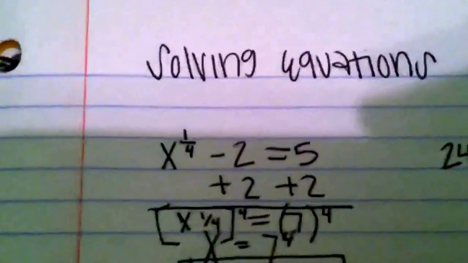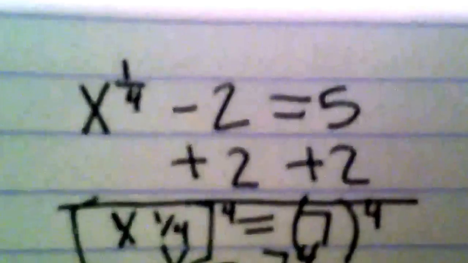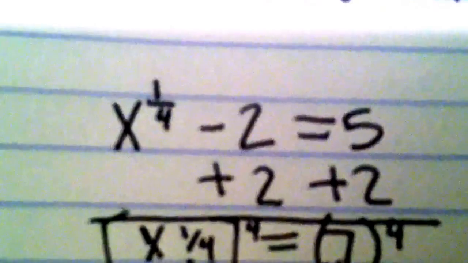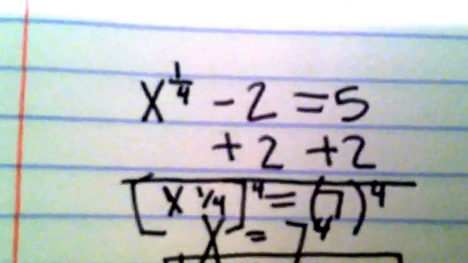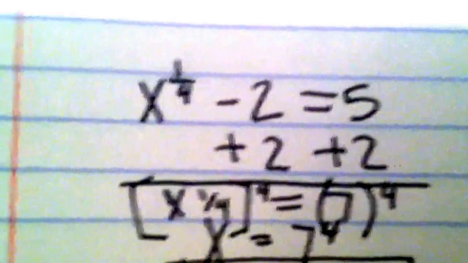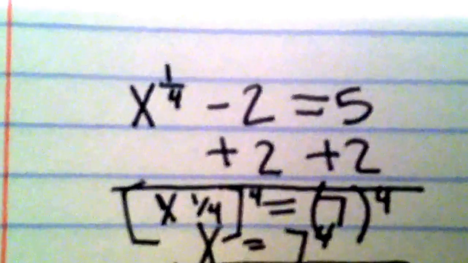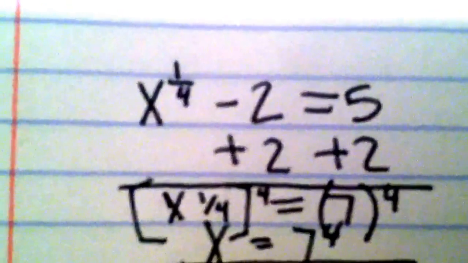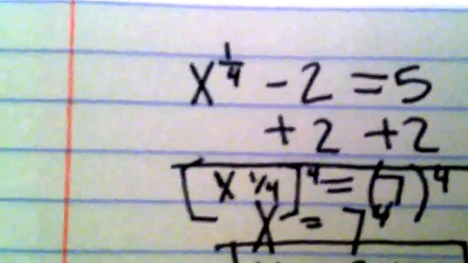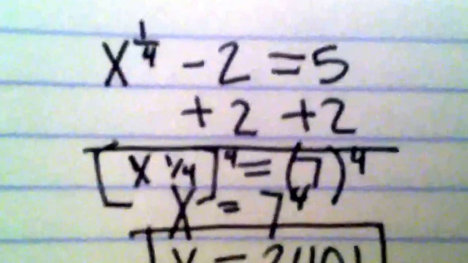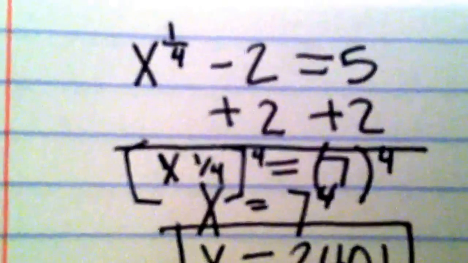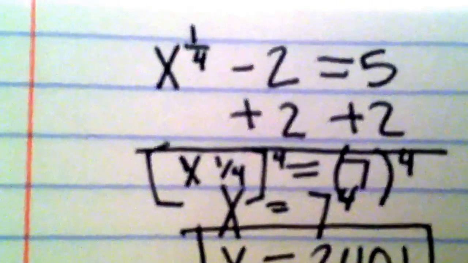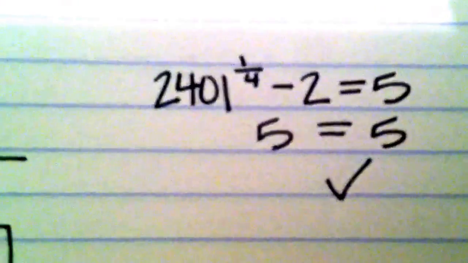Solving equations. To solve this equation, you just start off like you didn't have an exponent. You add 2 to both sides and are left with x to the 1/4 equals 7. To get rid of that 1/4, you raise each side to the 4th power to cancel out the 1/4 exponent. You will be left with x equals 7 to the 4th power, which would bring you down to x equals 2401.